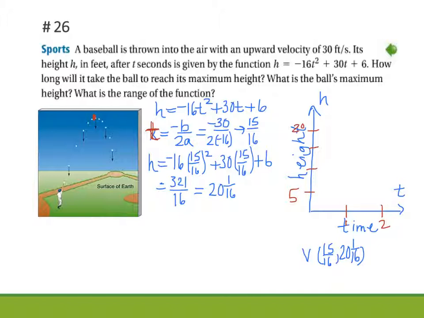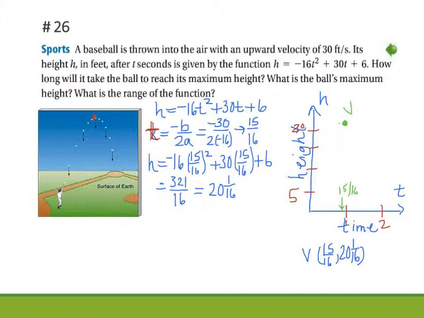Where would 15 over 16 be? Well, again, it's just slightly less than a second. So about right there, and then I want to go up to slightly more than 20 feet, so my vertex point would be sitting right there. And now again, that vertex tells me the maximum height because the ball is going to go up, it's going to reach its maximum height, and then it's going to fall back again.